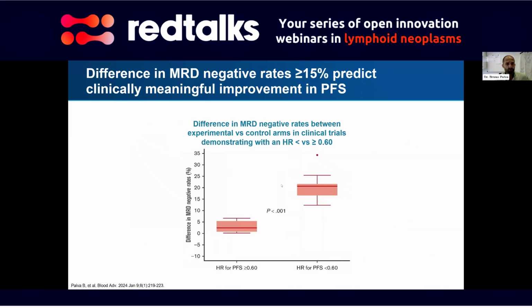What does this mean? Well, this means that from now onwards, probably in a phase 3 randomized clinical trial, if there are differences between two arms in MRD negative rates, probably superior to 10-15% or 15-20%, this will probably be almost always associated with a meaningful improvement in PFS. Not any improvement in PFS, but a meaningful one. For example, a hazard ratio less than 0.60. In other words, a reduction in the risk of progression and or death of 40% or more.